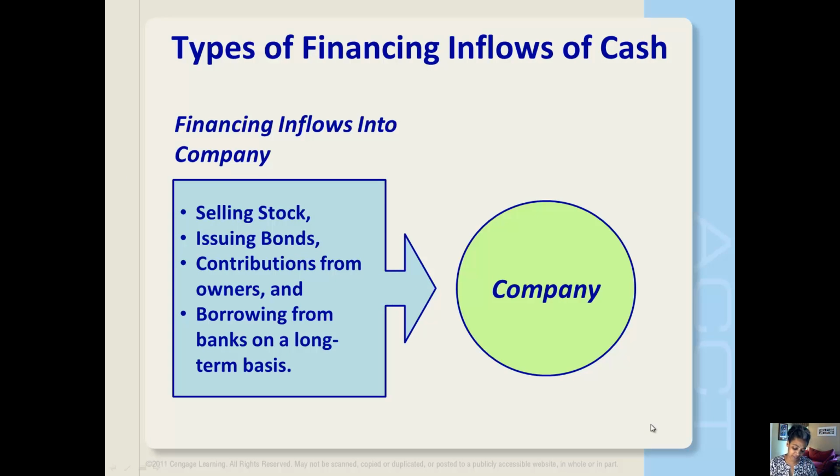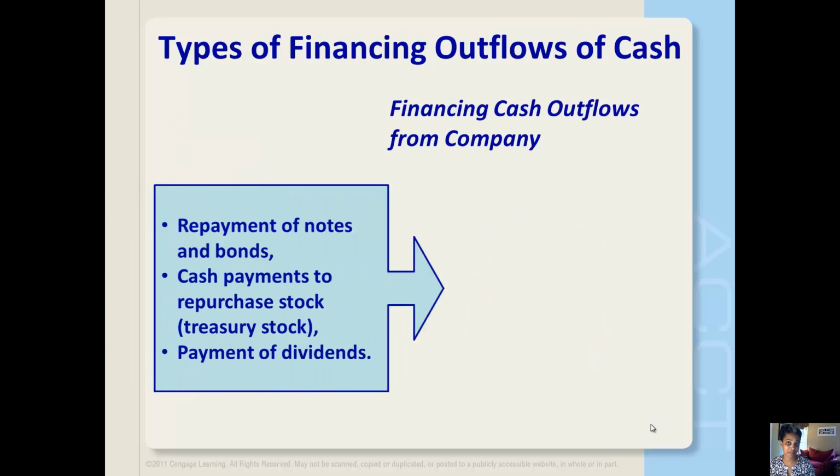Cash flows from financing activities include cash inflows from selling stock or issuing bonds. So now remember, now we're talking about financing, so when we talk about stocks and bonds, we're talking about the company's own stock or bonds. Cash inflows from financing activities also include contributions from owners and borrowing from banks on a long-term basis.